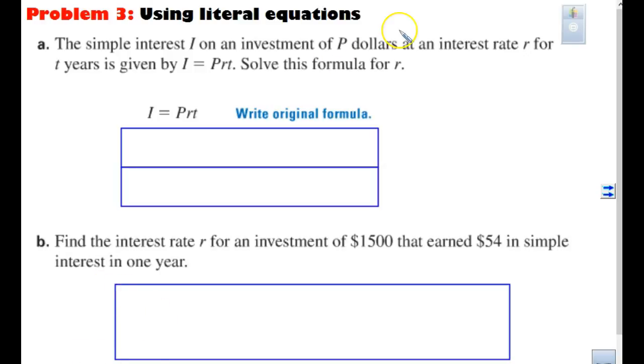Let's say grace. Your dollars that you're investing is called your P. That's your principal. The rate is R. T is time in years. And it says solve this for R. So I notice that I have P times R times T.